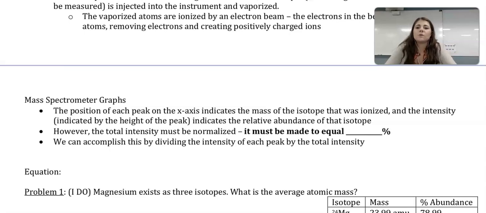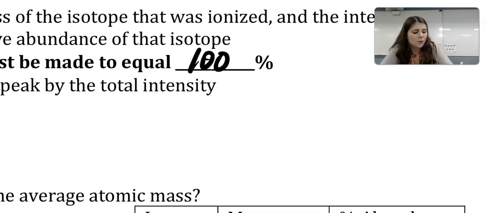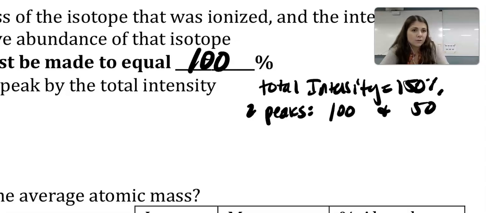Now, please note that the total intensity must be normalized. So it must equal 100%. If it doesn't equal 100%, I can show you that in just a second, okay? But all you would have to do is divide the intensity of each peak by the total. So I'm going to zoom in right here. So let's say your total intensity was 150% and you had two peaks, one that was 100 and one that was 50, okay?